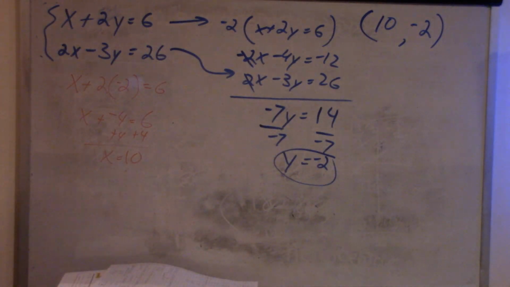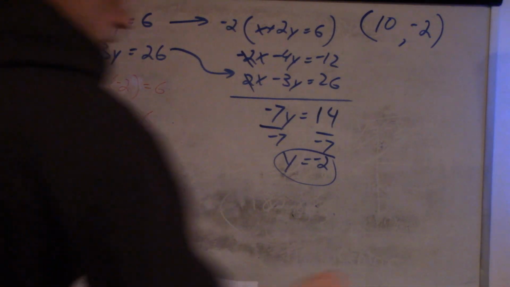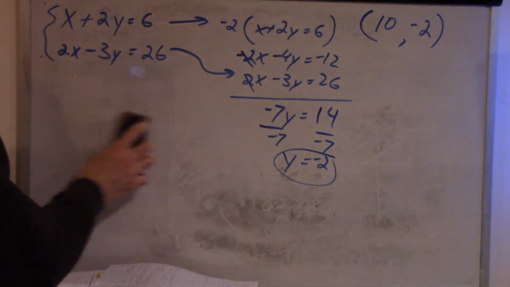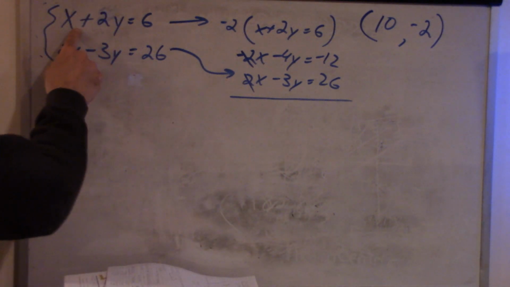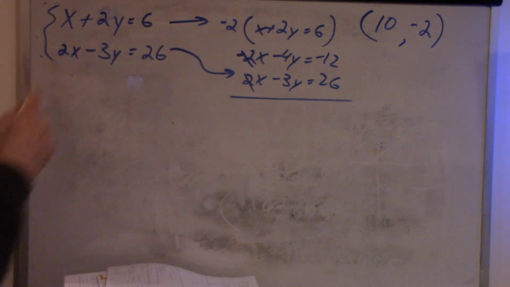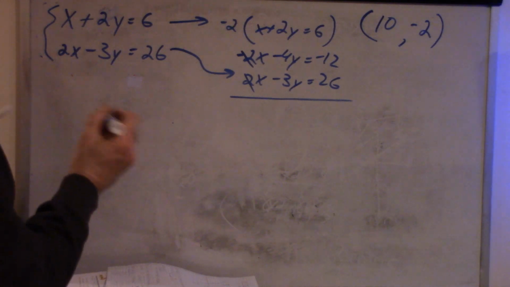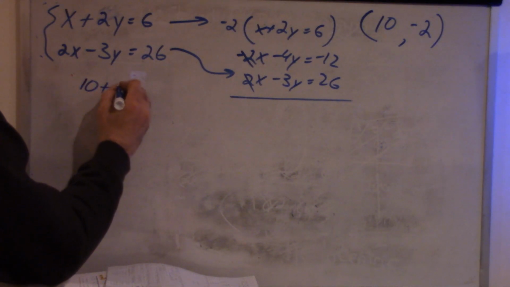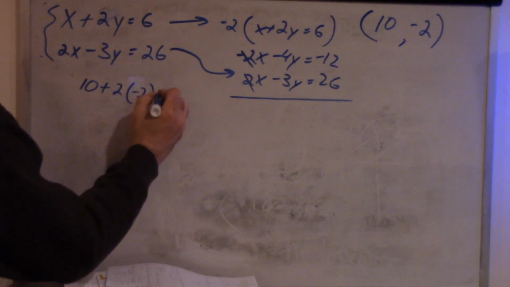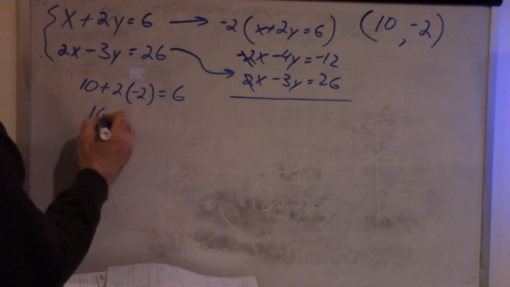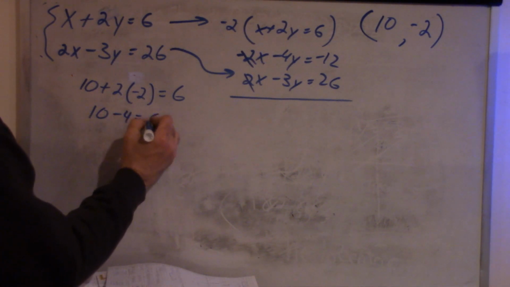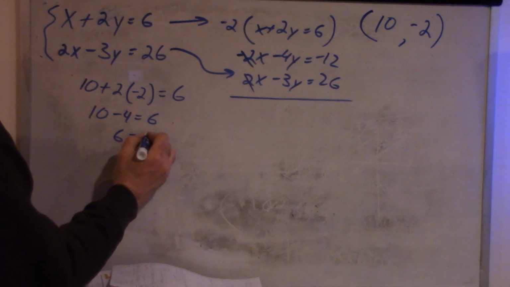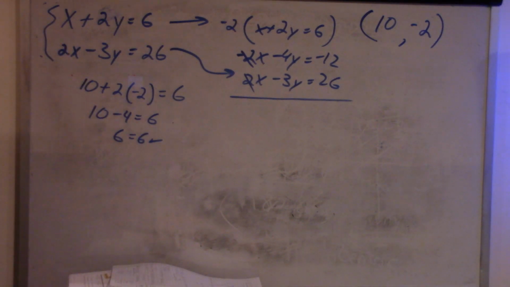With me so far? Okay, so now we have to see if we're right. Let's see if it works. I'm just going to erase here to give us a little bit of room. We'll use the first equation. We'll substitute the 10 for x and -2 for y. So 10 plus 2 times -2 equals 6. Let's see. 2 times -2 is -4, so 10 minus 4, 6 equals 6. It's true for the first equation.